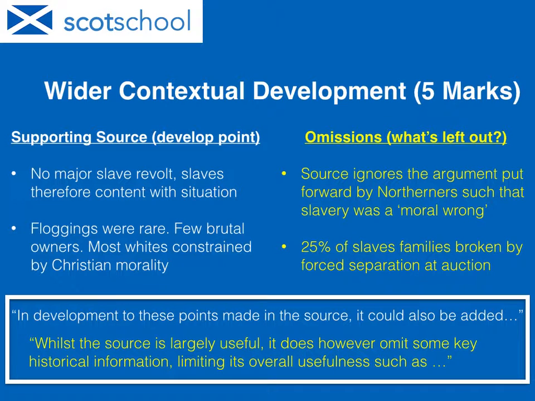So you might say, in development to these points made in the source, it could also be added, but also you want to show that some things might have possibly been left out, some historians' points of view might have been left out, and it's also really important to include them. So whilst the source is largely useful, it does, however, omit some key historical information limiting its overall usefulness, such as, and you bring on an argument which it hasn't fully considered. And if you use that framework, you'll fully gain those 5 marks.